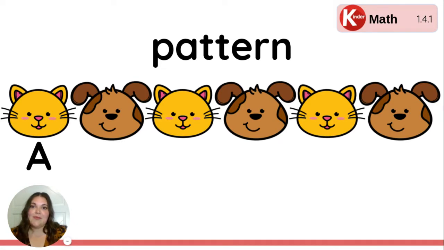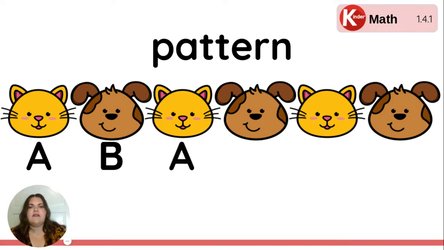The first picture in the pattern will get the letter A. That's because the letter A is the first letter of the alphabet, and it can help us with patterns. The second picture is not a cat, though. It's a dog. So we're going to give the dog the letter B. That's because the letter B is the second letter of the alphabet. Now, the third picture in our pattern is a cat again. We don't keep naming the alphabet. Instead, we already gave the cat picture a letter. We gave the cat picture a letter A. So we will give this cat picture a letter A too.